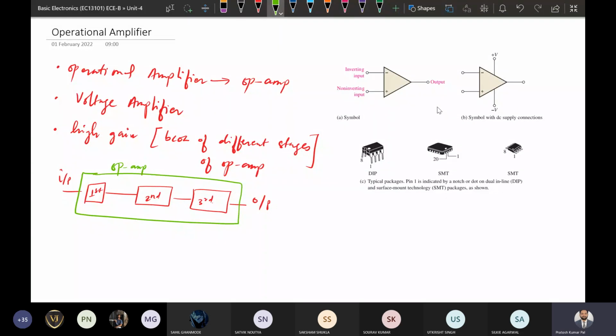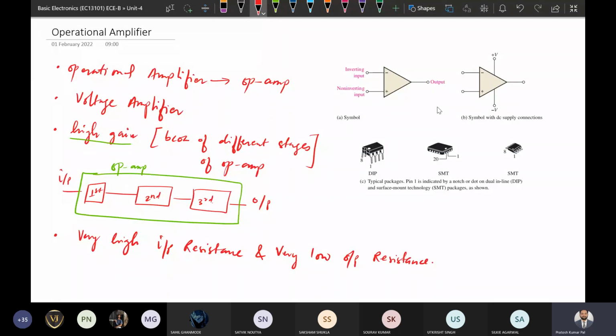Another advantage is that operational amplifiers have very high input resistance and very low output resistance. We will see what the advantage of having very high input resistance and very low output resistance is. Before that, this is the symbol of an operational amplifier. This is how an operational amplifier is represented.